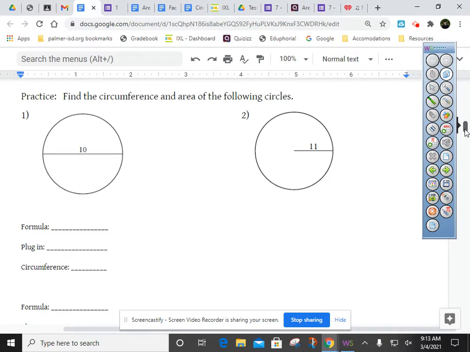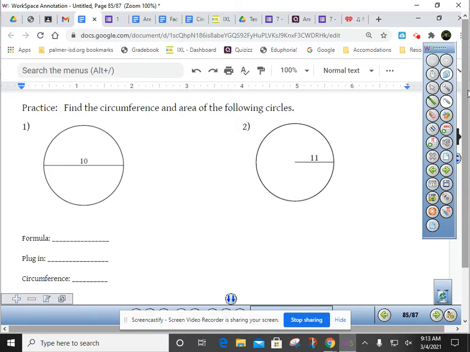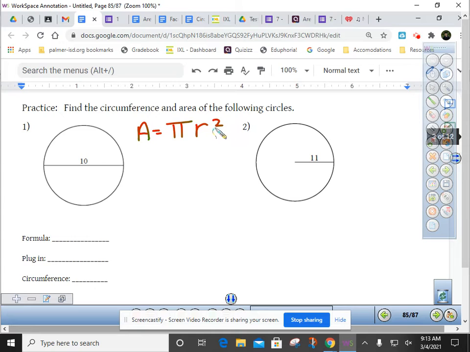Let's look at the practice. That says find the circumference and area of the following circles. We're just going to do the area. I think you guys got circumference. What is the formula? A equals pi d? Or no, A equals pi r squared. That is not a 2. We're going to use 3.14 for pi right now.